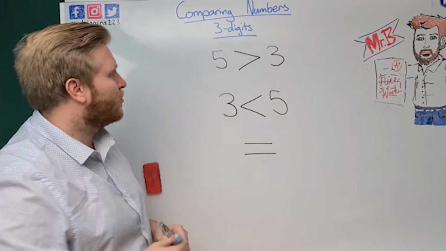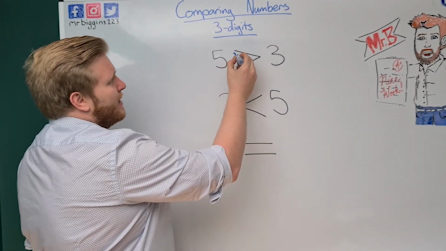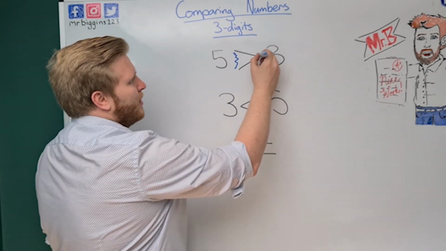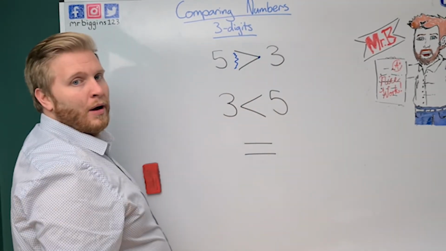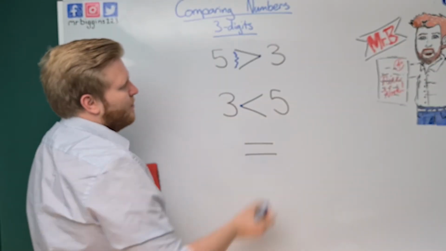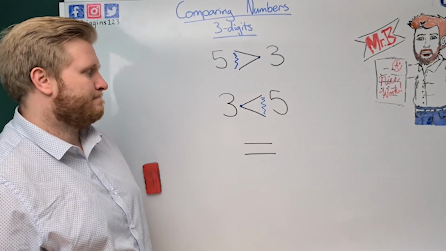The way I always remember it is I remember this big gap here goes next to the big number, and this small point goes next to the small number. So we'll see on the next one, does it work yet? Small point next to the small number, and big gap next to the big number.